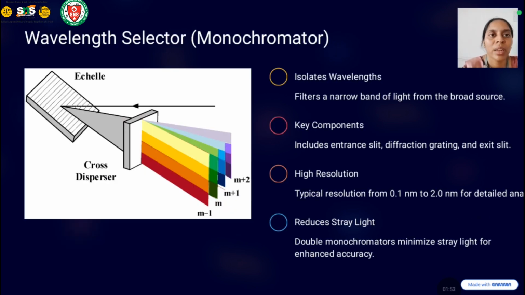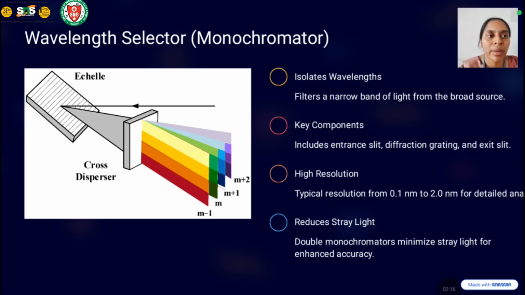systems. Then wavelength selector. Wavelength selectors are otherwise called monochromators. The main function of monochromators is to convert the polychromatic light into monochromatic light. They isolate the wavelength, filtering a narrow band of light from the broad source. Key components include entrance slit, diffraction grating and exit slit.